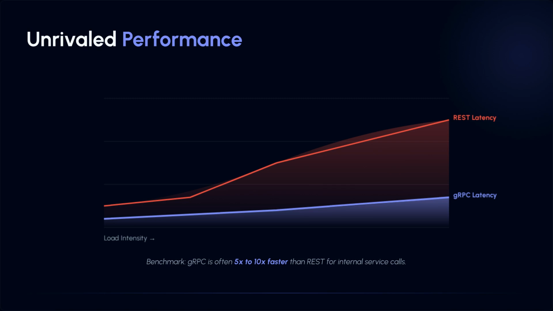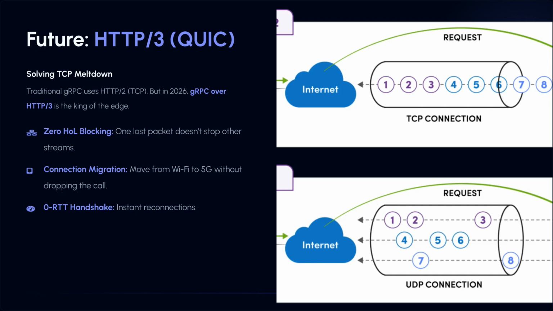Imagine hundreds of microservices talking to each other every second. Even small performance improvements multiply dramatically at scale. That's why many organizations adopt gRPC internally, while still exposing REST APIs externally. Best of both worlds.